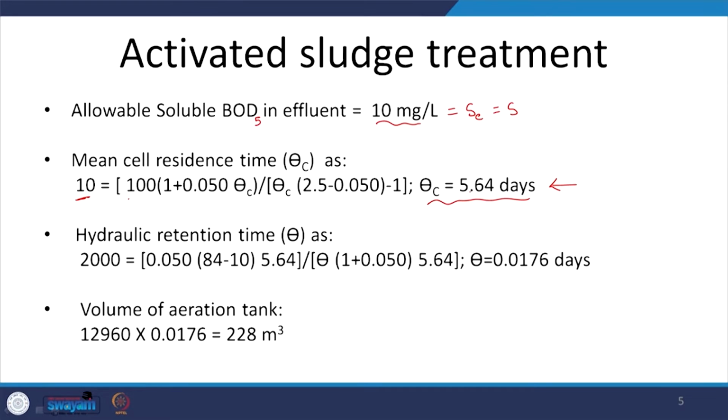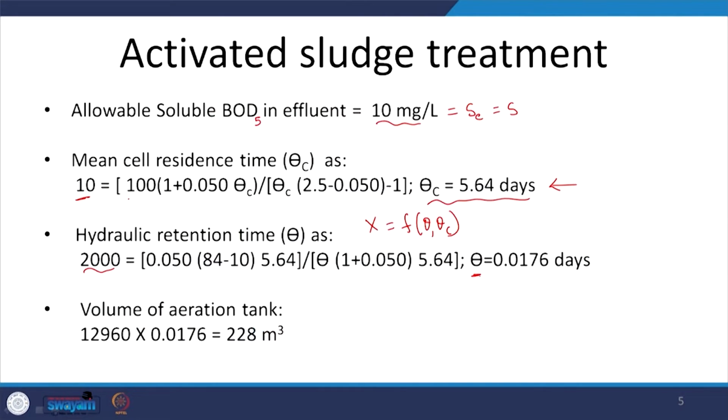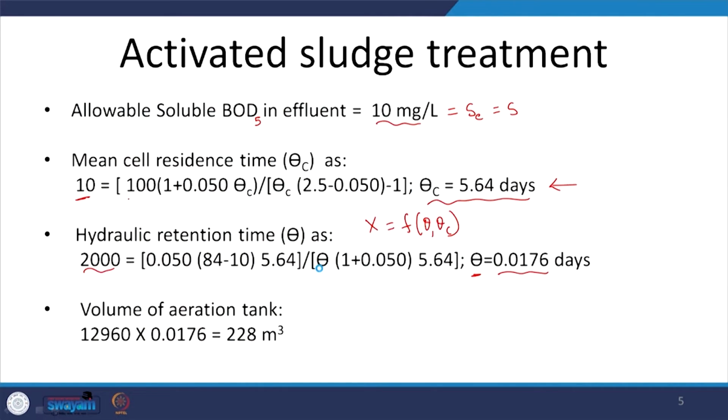From that we are substituting into the equation for x, which is a function of theta and theta c, to calculate theta, and x is nothing but that MLVSS, right, which is 2000 milligram per liter, that is what we are assuming to be x. And okay, so from here we calculated theta. So, one aspect to note is this is less than an hour, is it? Okay, it is less than an hour, but it will typically not be so low, right, but it is not unreasonable either. So, you see it is about half an hour, but you can look at how much time the microbes are spending in the system and compare that with the time that the water molecule or the organics are spending in the system.